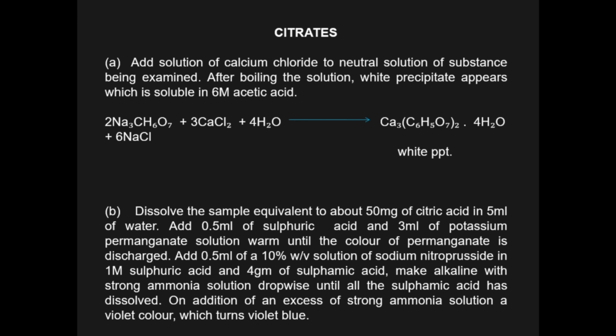Second method: dissolve the sample equivalent to about 50 mg of citric acid in 5 ml of water. Add 0.5 ml of sulfuric acid and 3 ml of potassium permanganate solution. Warm until the color of permanganate is discharged.